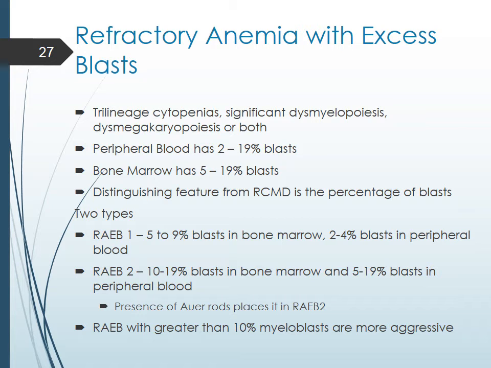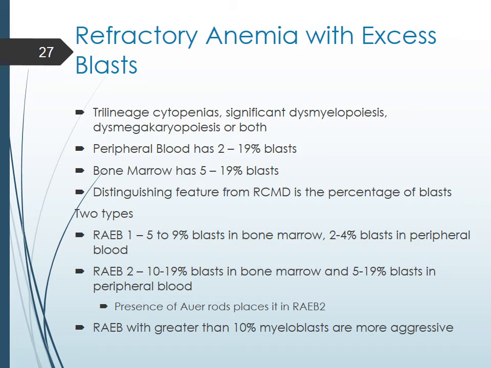RAEB1, you have 5 to 9% blasts in the bone marrow, 2 to 4% blasts in the peripheral blood. RAEB2, you have 10 to 19% blasts in the bone marrow and 5 to 19% blasts in the peripheral blood. When you have RAEB with greater than 10% myeloblasts, it's a much more aggressive course.